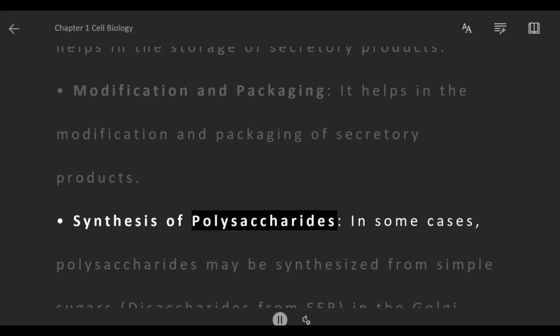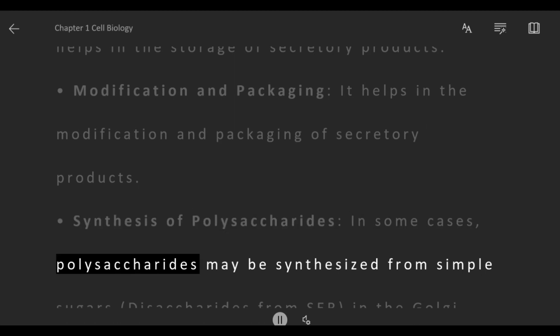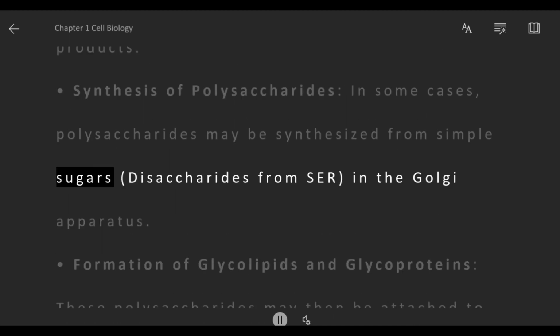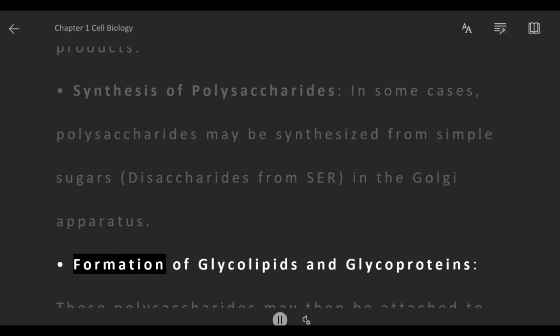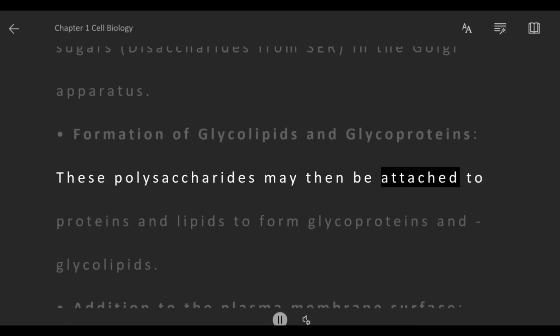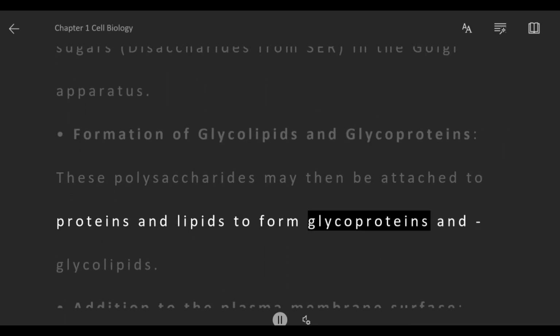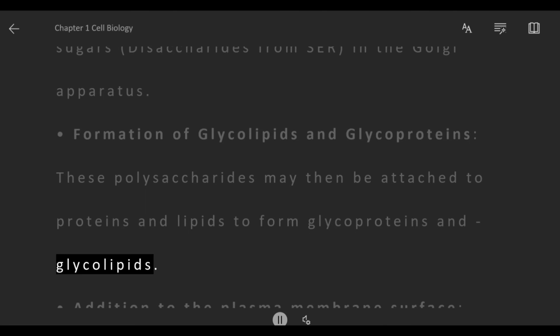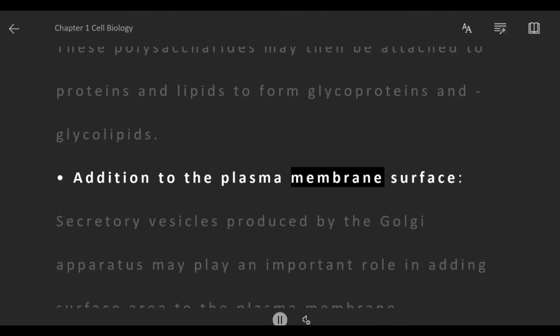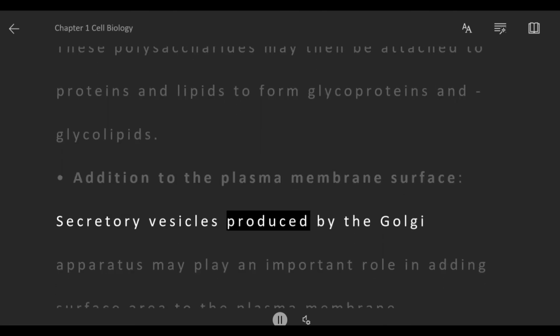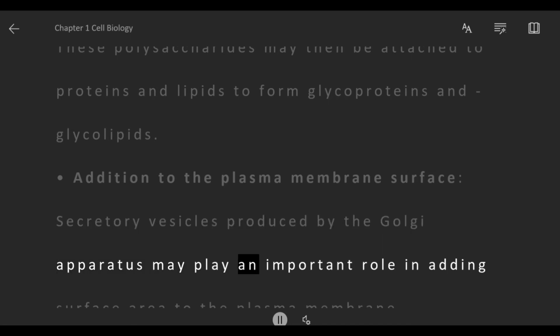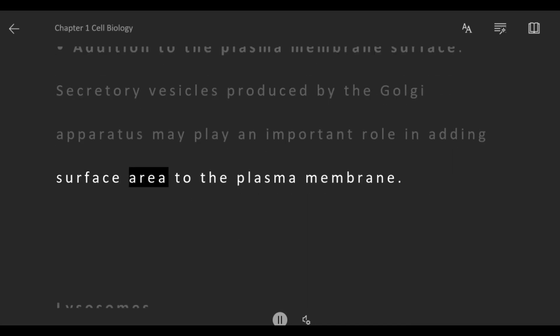Synthesis of polysaccharides. In some cases, polysaccharides may be synthesized from simple sugars, disaccharides, in the Golgi apparatus. Formation of glycolipids and glycoproteins. These polysaccharides may then be attached to proteins and lipids to form glycoproteins and glycolipids. Addition to the plasma membrane surface. Secretory vesicles produced by the Golgi apparatus may play an important role in adding surface area to the plasma membrane.